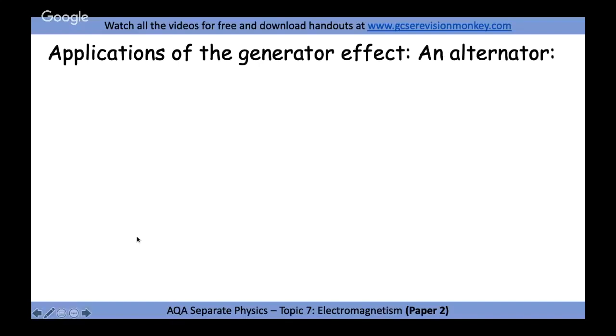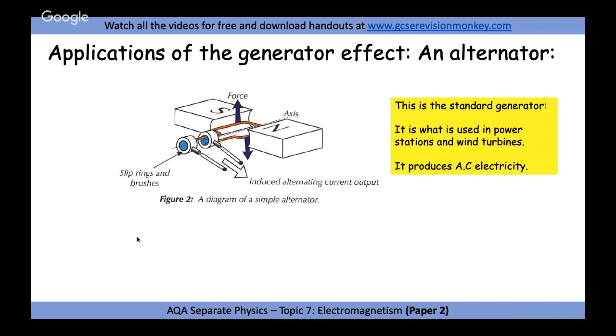Now, applications of the generator effect. So here we have the standard generator. It's what's used in power stations and wind turbines, and it produces AC electricity. It looks like the electric motor, but instead of putting in electricity and getting out kinetic energy, I am putting in kinetic energy and getting out electricity.